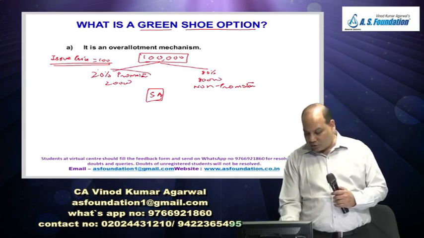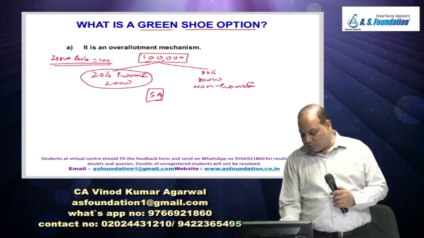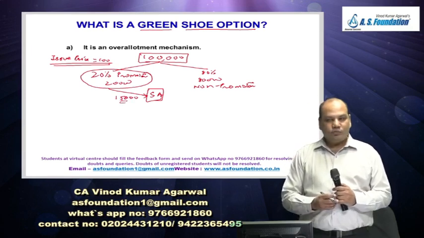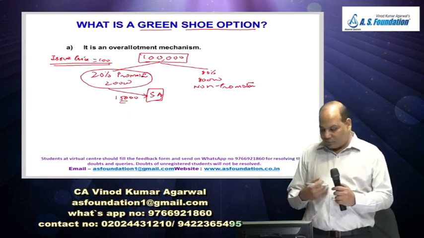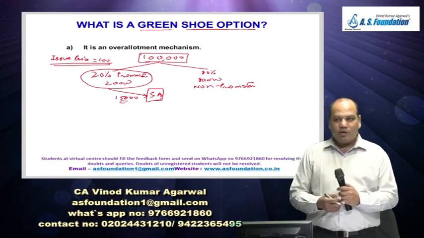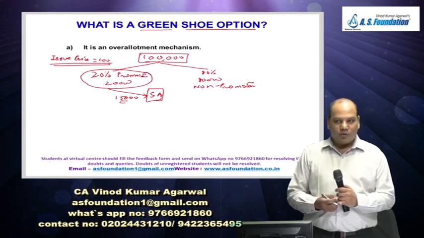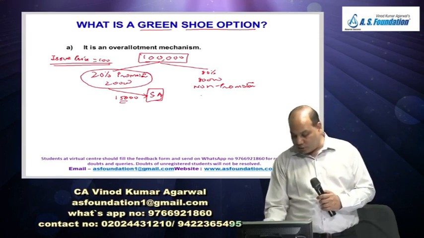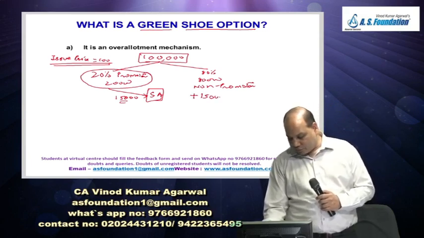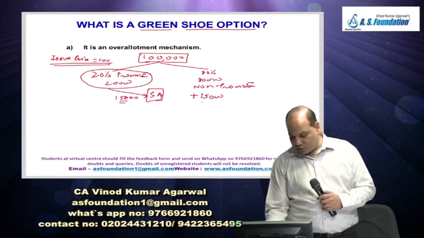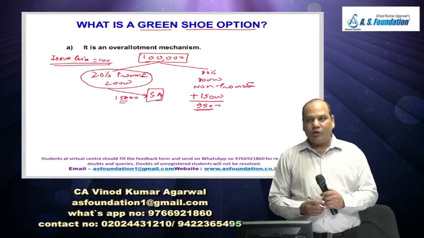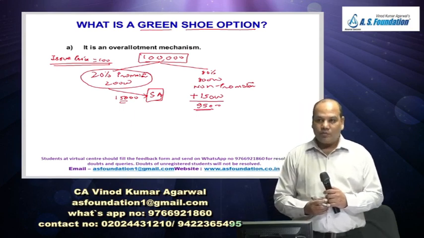So how does it work? The promoter will transfer 15,000 shares to the stabilizing agent. From their shares, they will transfer. You can call it lending also if you want. So how many shares can the stabilizing agent now issue to the public? 80,000 plus 15,000. So he will issue 95,000 shares to the public.